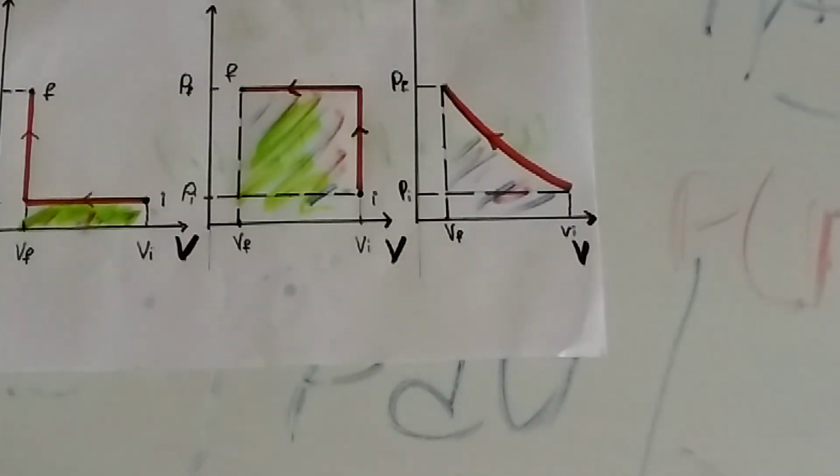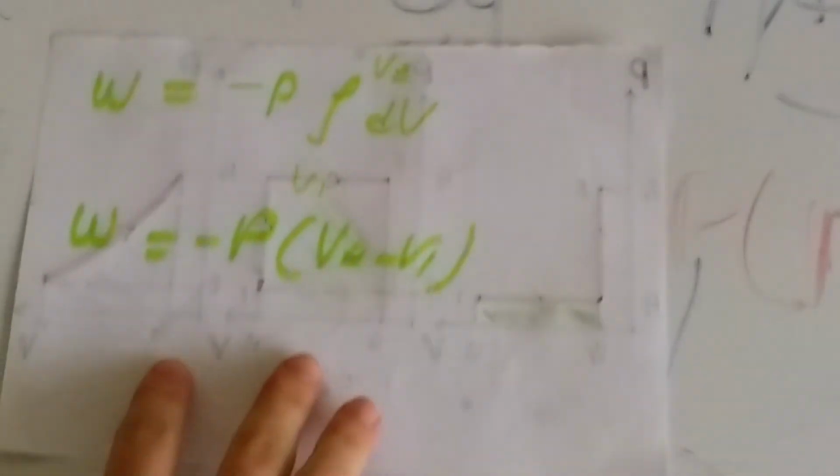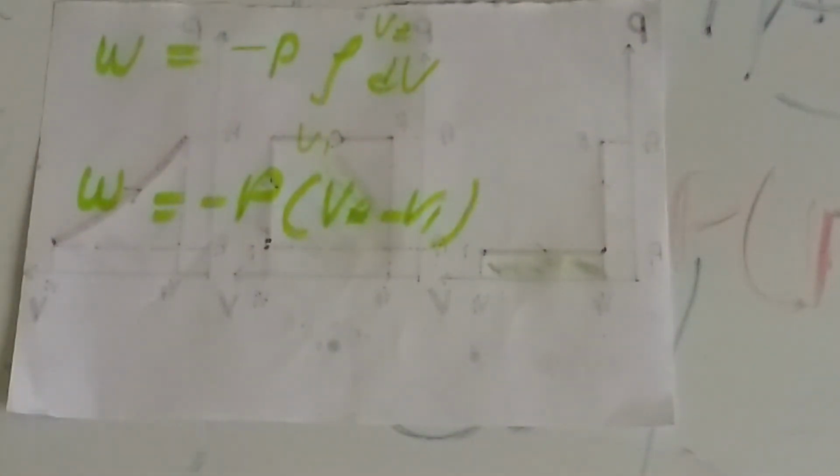I will end this video here, and in the next part we will continue. Actually, we'll do an example to see that work and heat are not only dependent on the initial and final positions, but rather on the path that's being taken between the two.